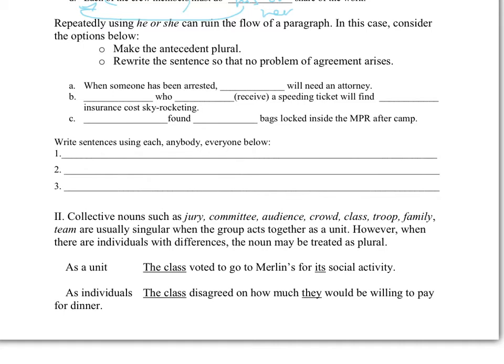Let's look at these example sentences. When someone has been arrested, blank will need an attorney. Okay, so here it says when someone has been arrested, instead of he or she, let's make it plural. When criminals are arrested, they will need an attorney. Go ahead and pause it now and see if you can do B and C on your own. Go ahead and pause the video. See if you can do it on your own.